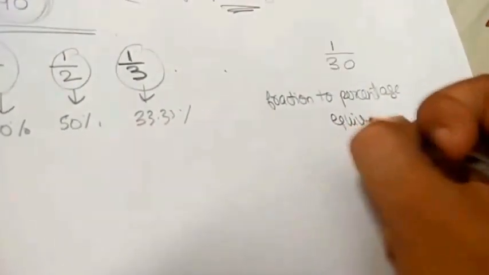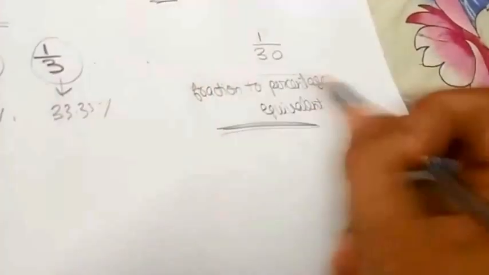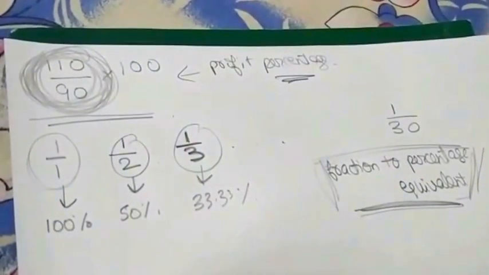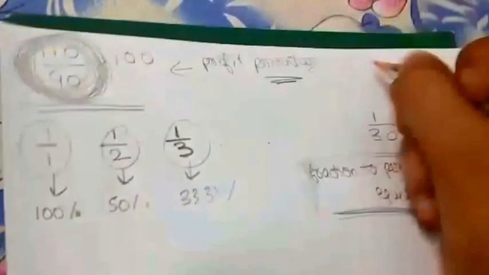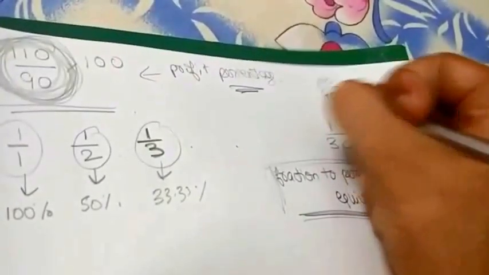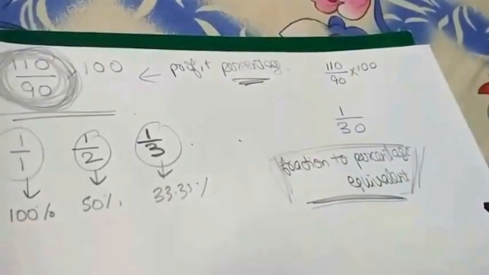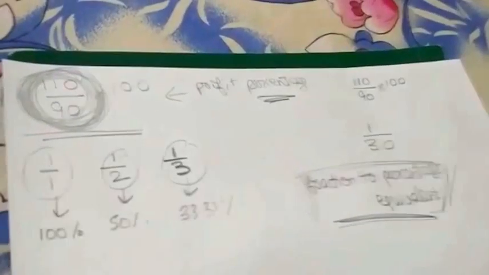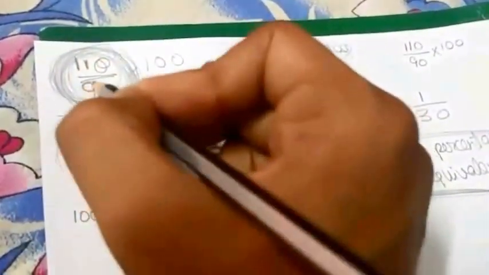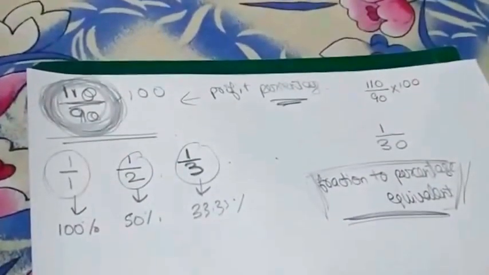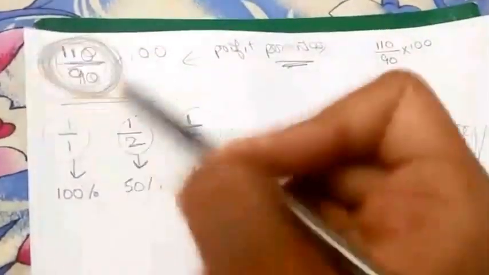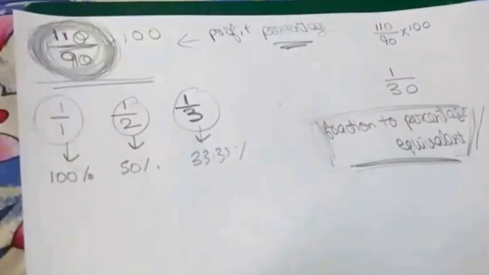When I say this, remember the values, this fraction to percentage equivalent. This is for this 110 upon 90 into 100 fraction. Either you manually calculate 110 upon 90 into 100, which would give you a value that is your profit percentage, or just keep this fraction 110 by 90, and you'll understand, after I complete, how you can find the final percentage from this fraction.